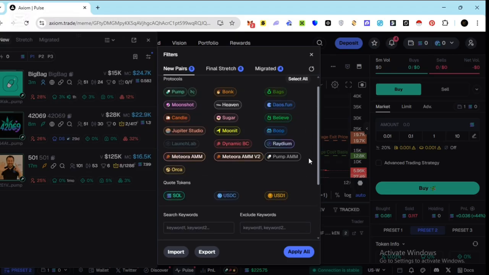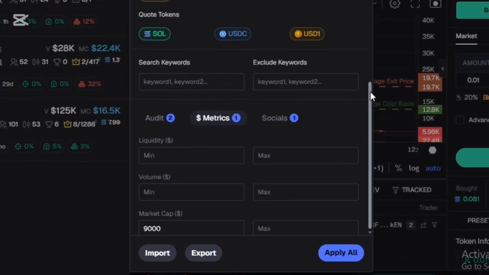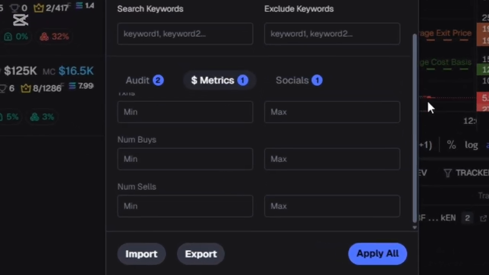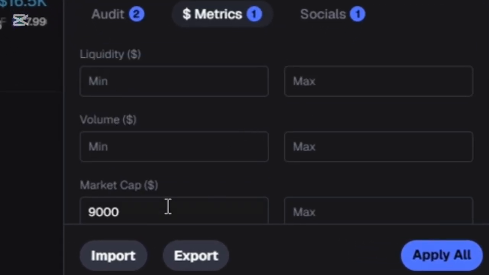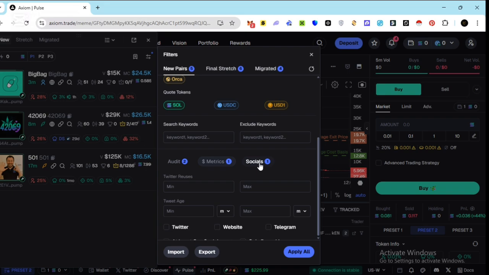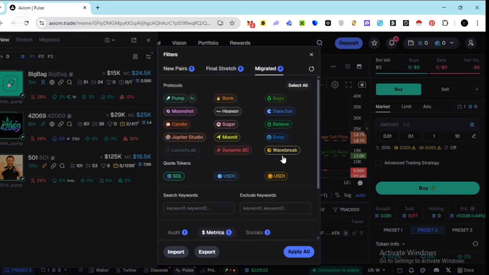So we just want to trade coins that have been in the market at most 11 minutes. Now reset the market cap, the minimum market cap, to $9,000. Most coins don't survive 8,000 or 7,000 market cap.